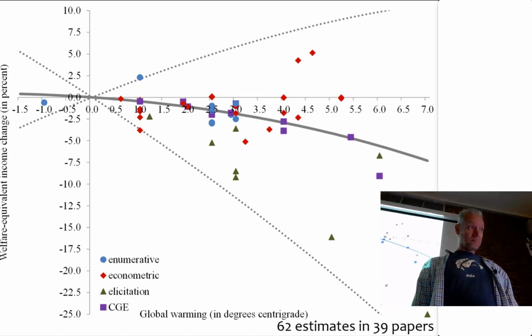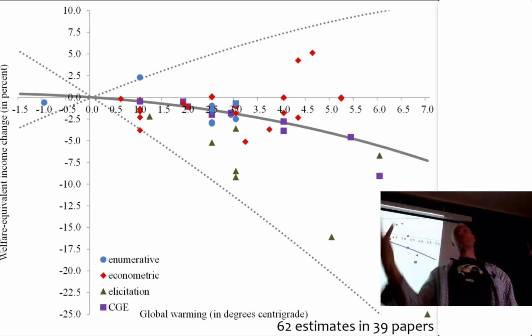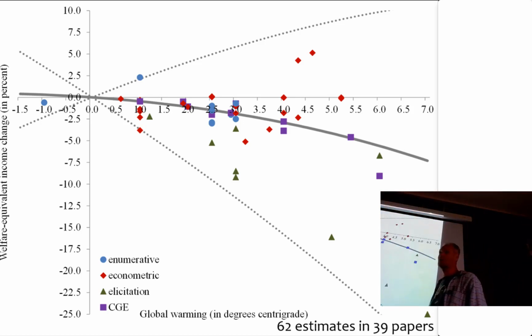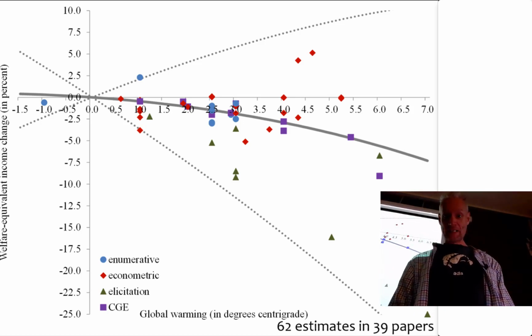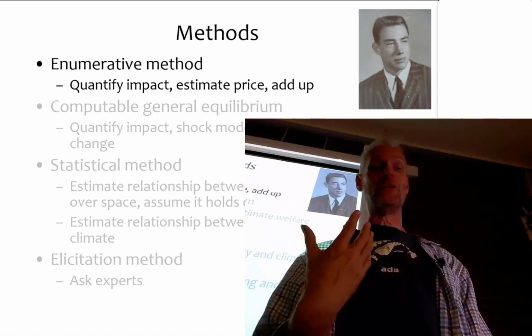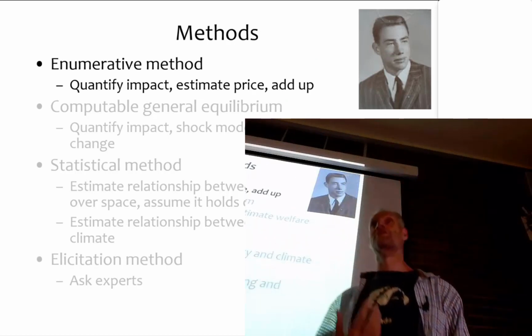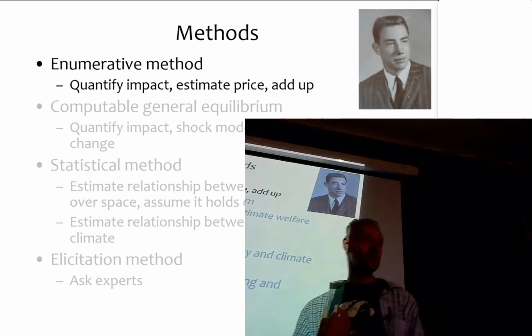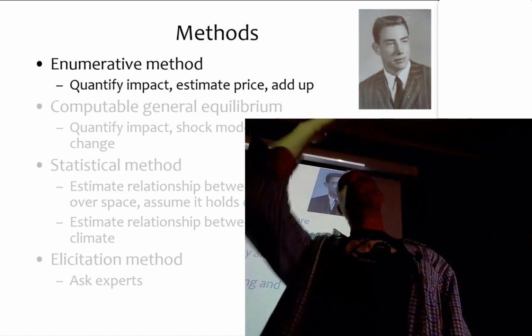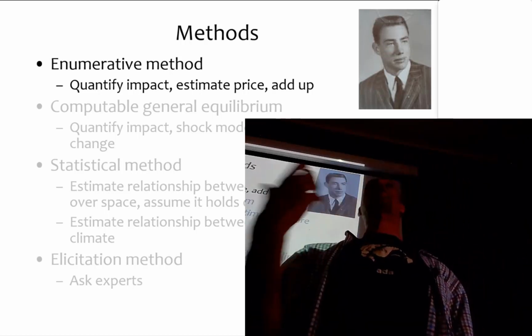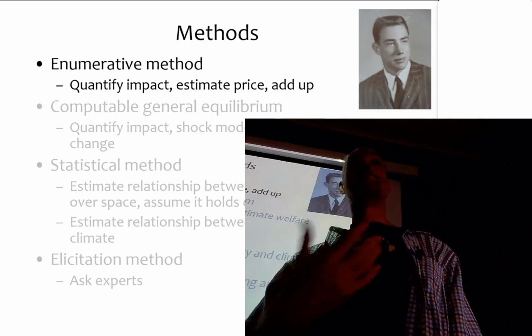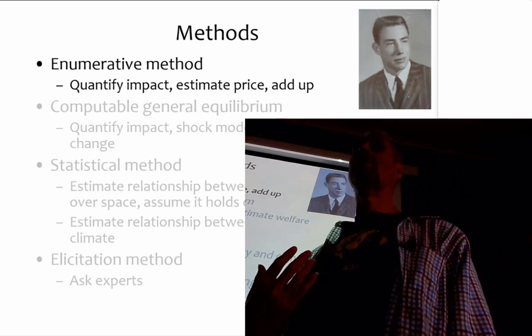And said, well, people have used all sorts of methods to estimate these impacts. And the first one was the so-called enumerative method, which is due to Ralph d'Arge. And essentially what you do is you estimate the impacts in their physical units, and then you find the price for that, you multiply the two and add them up, right?